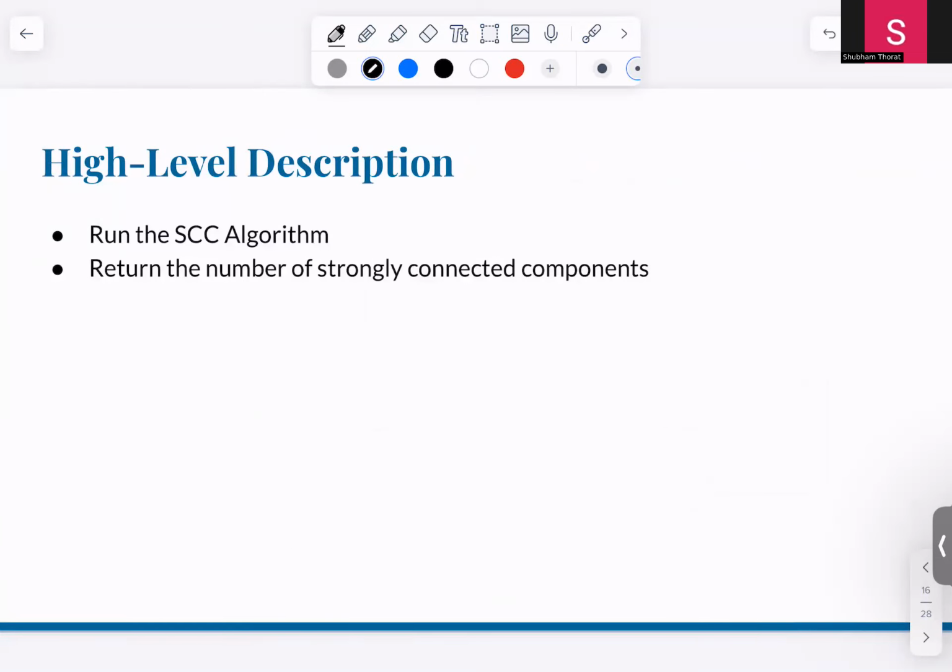So the algorithm is pretty straightforward. Run the SCC algorithm and then return the number of strongly connected components. That's it. That's your answer. The challenging part here is the proving part. How do we prove this is actually correct? How do you prove you cannot have more than the SCC number of shades?